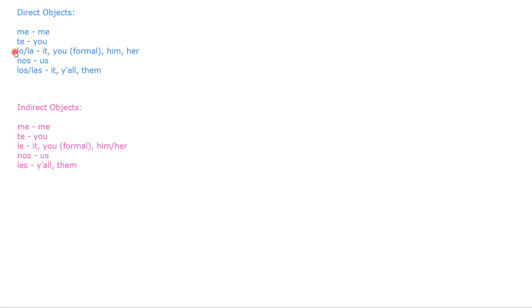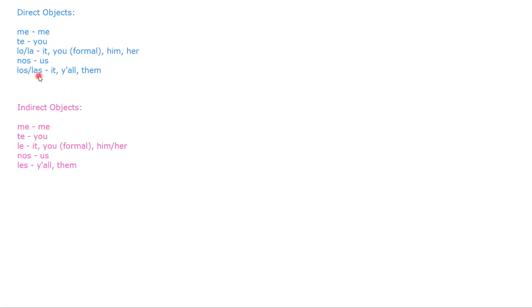And that third person is really where there are a lot of possibilities. The third person could stand for it, a thing, or it could stand for you, formally, the usted form, or it could stand for some other person, a him or a her. Same thing over here as an indirect object. It could be an it, a you formal, or a him or a her. Same thing in the third person plural, multiple possibilities. It could be an it, depending on how we translate it into English. There are some things that are plural in Spanish, grammar-wise, but when we translate it into English, we would still use the word it. And so that's why that's here too.